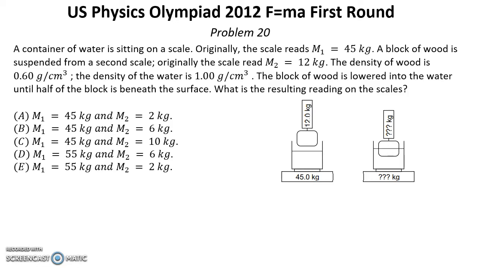The density of wood is 0.6 gram per cubic centimeter. The density of the water is 1 gram per cubic centimeter. The block of wood is lowered into the water until half of the block is beneath the surface. What is the resulting reading of the scales?